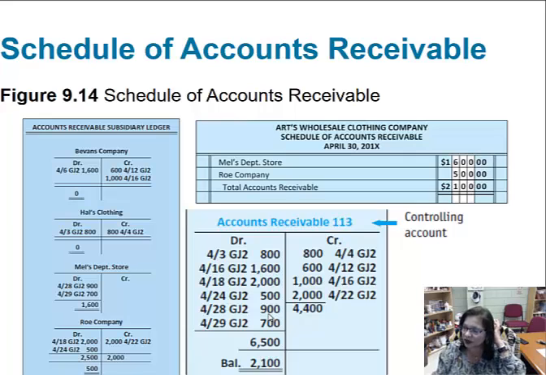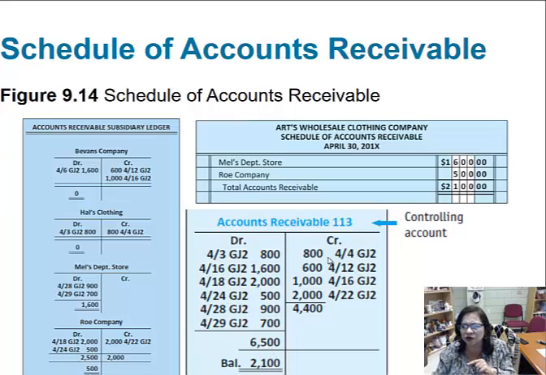So these accounts receivable, we see everything that's going on. Notice Mel's Department Store, the Row Company, total accounts receivable is $2,100. See all the stuff that's here. Again, the money that's coming in, the total amount, how much we still have in accounts receivable because of these subsidiary accounts. Yes, here we have the balances because we debited the accounts receivable for $800, then $1,600, then the $2,000, $500, the $900, and the $700. So we have a total of $6,500 here of the debits.